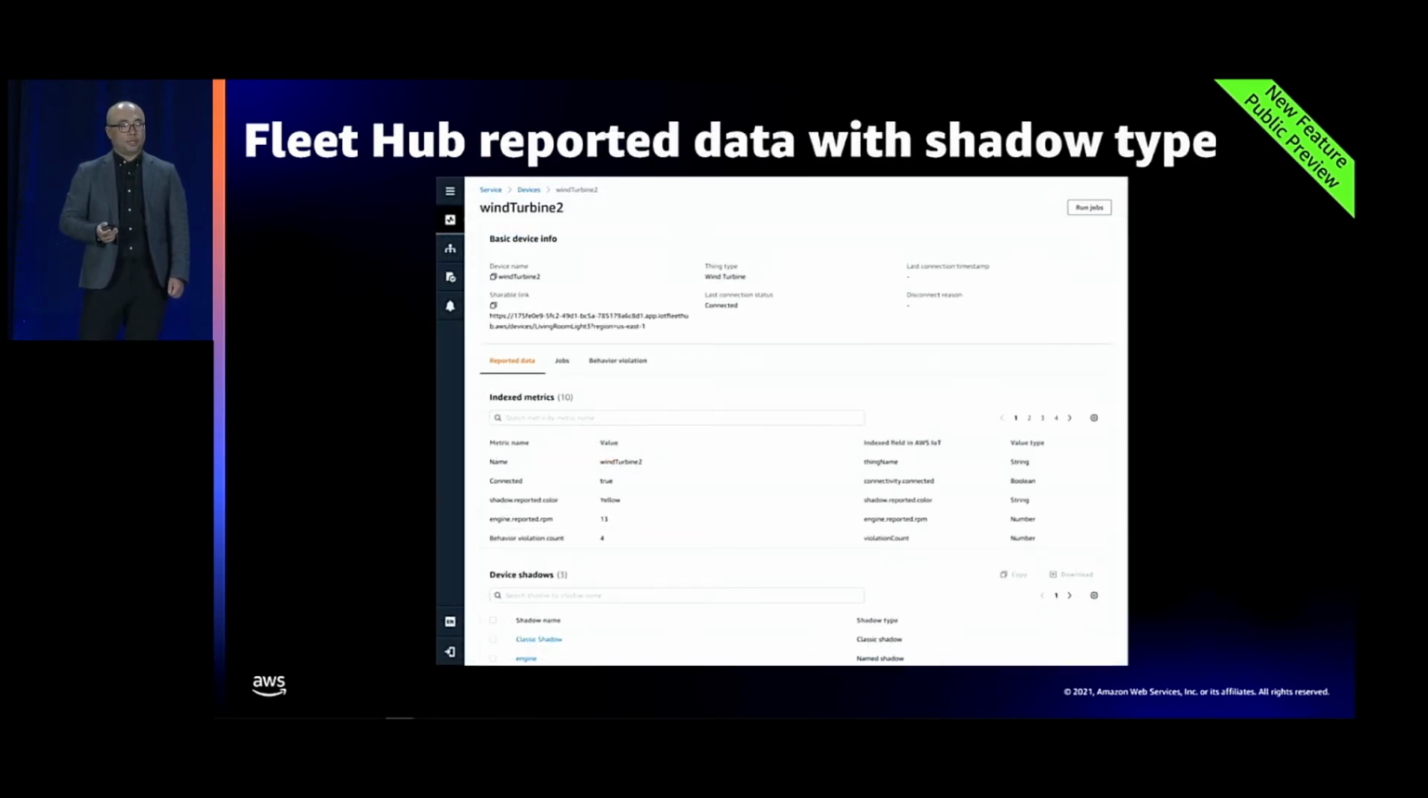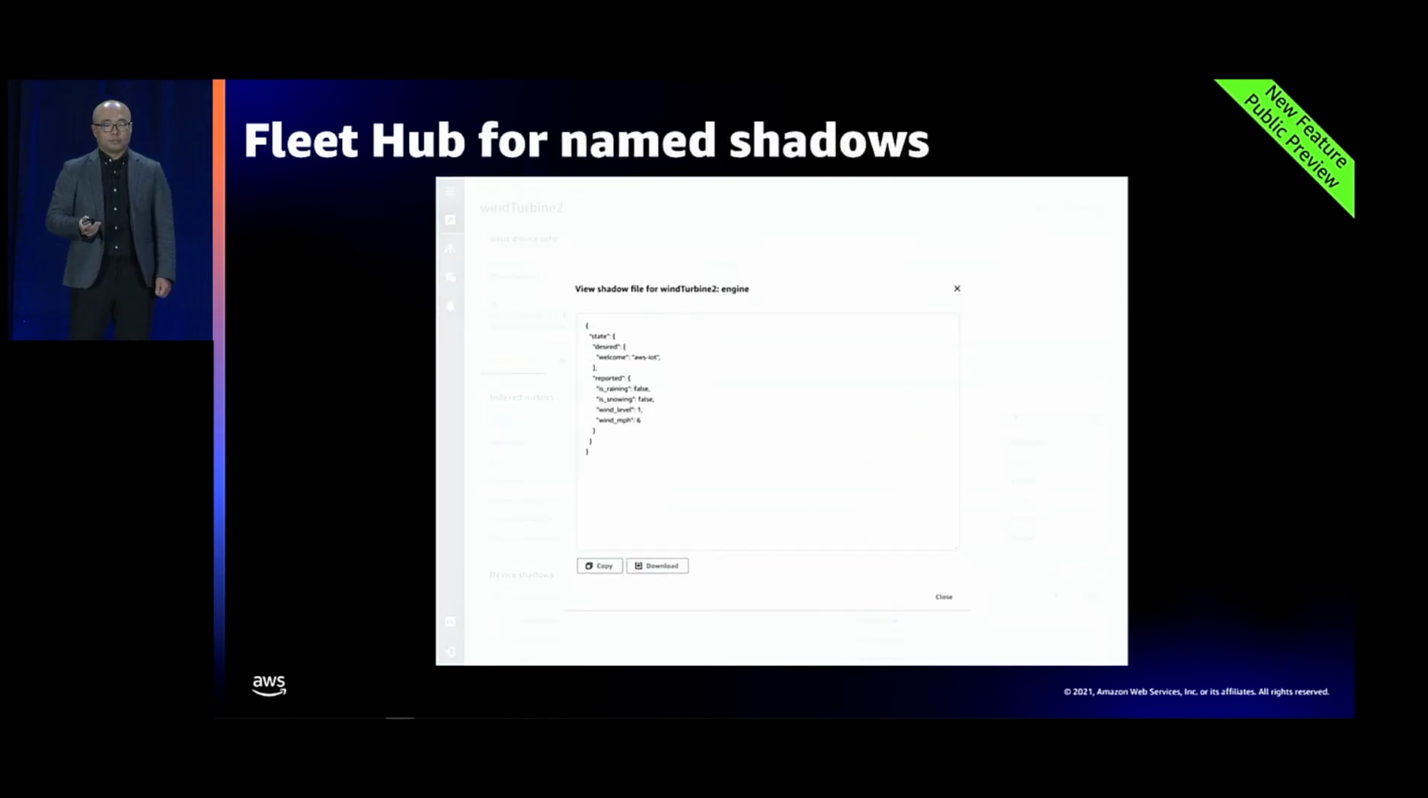Then you can visit this page to see reported data with shadow types. For example, classic shadows include details for Wind Turbine 2 itself. Name shadows cover details for the engine of Wind Turbine 2, because you created this name shadow with fleet indexing in the AWS IoT console before. Let's click the engine name shadows. Now you can see the engine name shadow file for Wind Turbine 2.